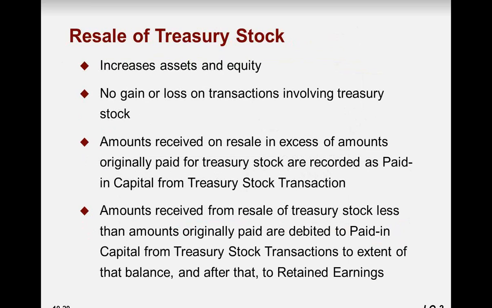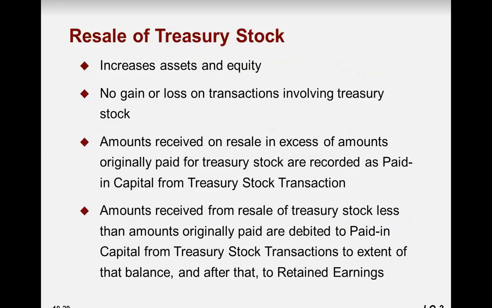Now think about the resale of this Treasury stock that we purchased back a couple of transactions ago. It increases assets and equity, right? When we resell it, we will get cash, and our equity will go back up because we will be crediting the Treasury stock. It has a normal balance of debit because it's a contra equity account. There's no gain or loss on transactions involving Treasury stock.